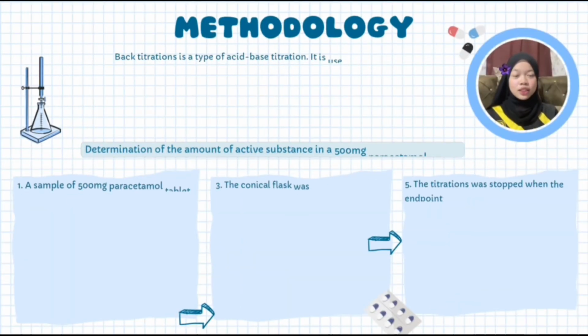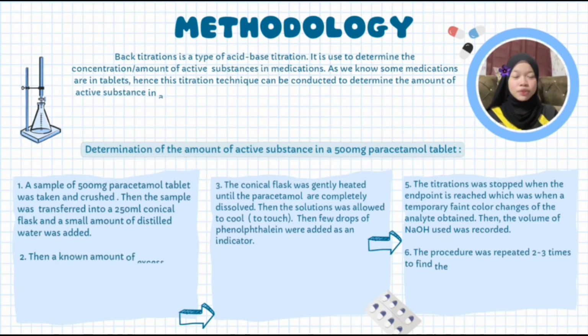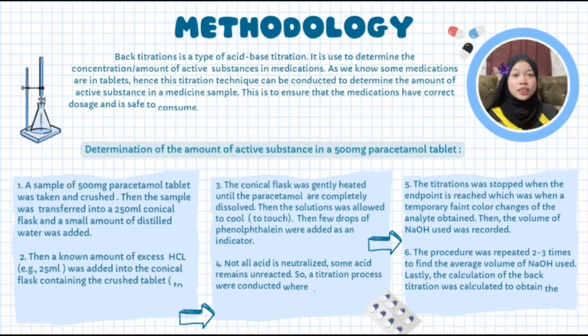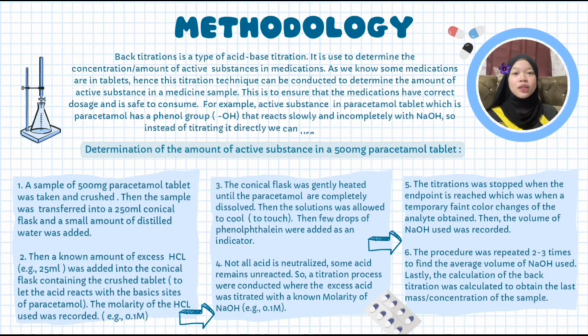Back titration is a type of acid-base titration. It is used to determine the concentration or amount of active substance in medication. As we know, some medications are in tablets. Hence, this titration technique can be conducted to determine the amount of active substance in a medicine sample. This is to ensure that the medications have correct dosage and is safe to consume.